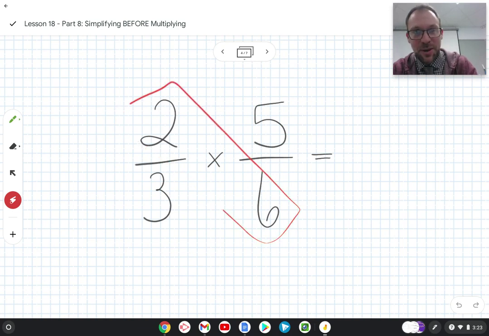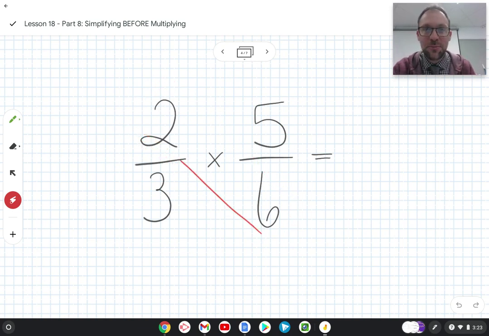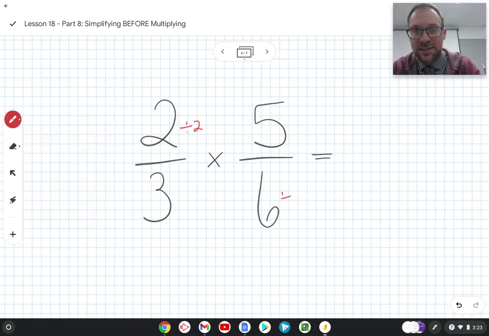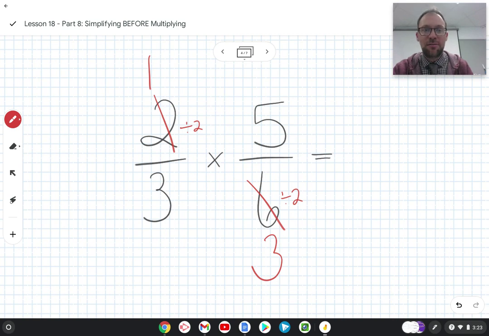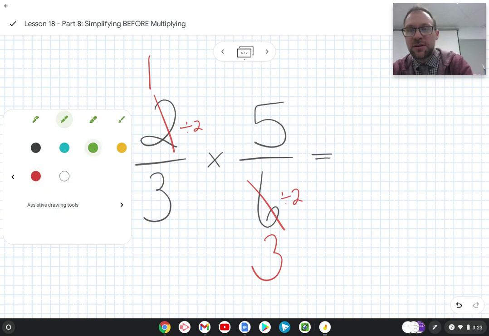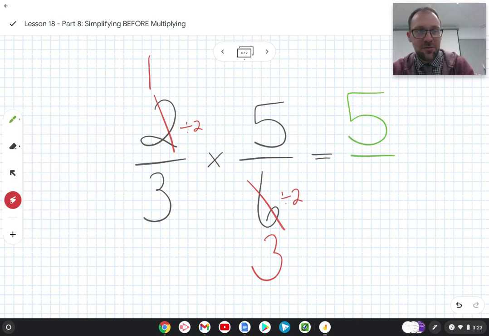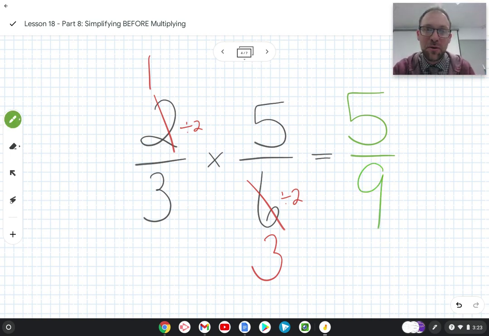So right now I'm looking at this pair, this numerator and denominator. If I divide 2 by 2 and 6 by 2, I'm going to get 1, and 6 divided by 2 is 3. Now I multiply. 1 times 5 is 5, and 3 times 3 is 9. 5/9 is the simplest form of 1/3 times 5/3, or 2/3 times 5/6, depending on how you want to look at it. This is crazy. We need to look at another example.